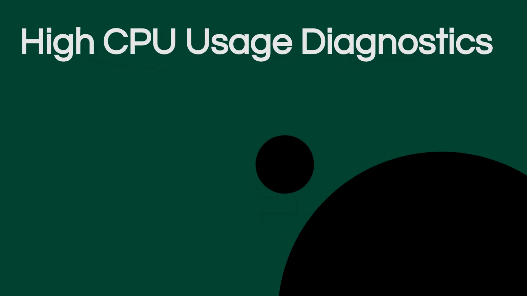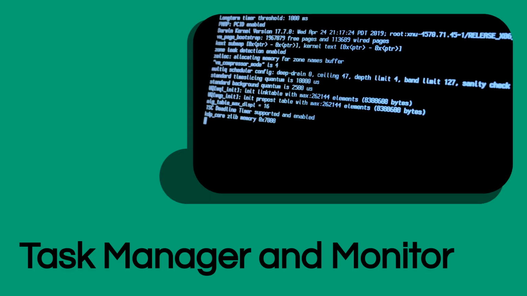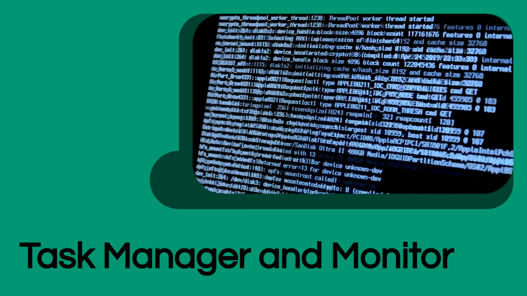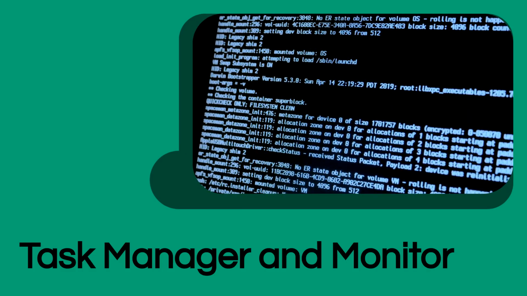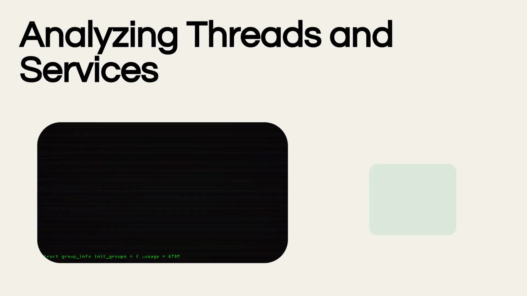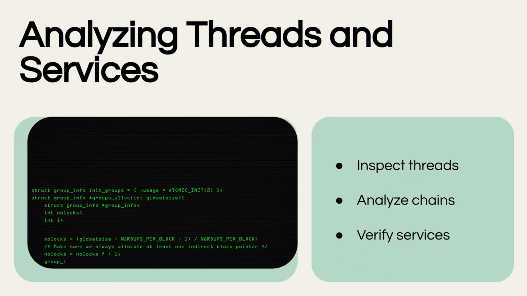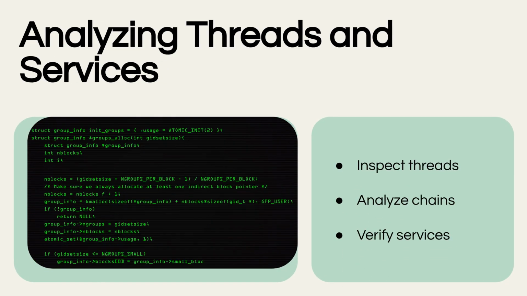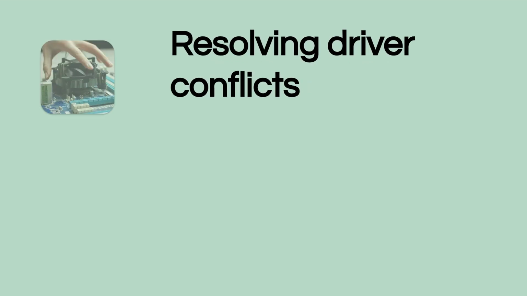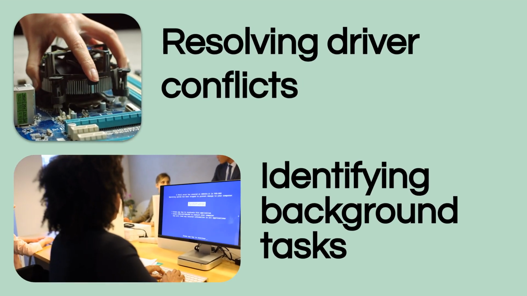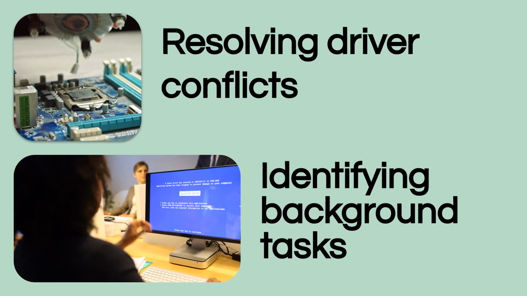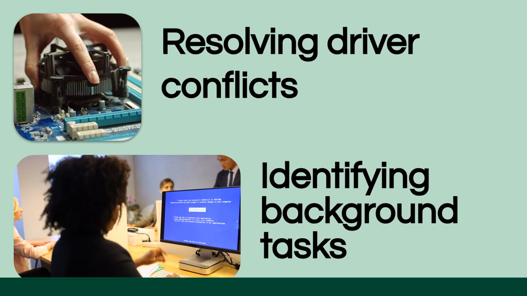Let's begin by examining high CPU utilization scenarios and how to pinpoint the source of the load. We utilize Task Manager and Resource Monitor to quickly view which processes are consuming the most cycles. We dive deeper by analyzing process threads and service chains to understand complex dependency issues. We identify hidden background tasks and troubleshoot driver conflicts that may cause unexpected CPU spikes.